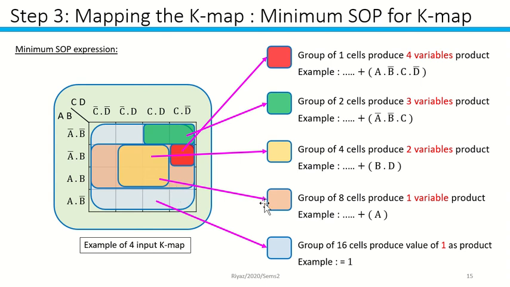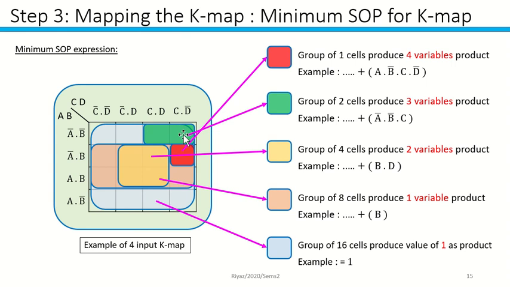Okay, for the fourth one, a group of 8 cells only produces a 1-variable product. So you have this one, A bar and A, so you can eliminate. B, you have both B, okay, just preserve. And C, because 1, 2, 3, 4, you have C bar, C bar, and C and C, so you can eliminate this one. You have D bar, D, D, D bar, so you can eliminate this one. So C and D you can eliminate as well as A, so you only have B over here. So yeah, this is B.